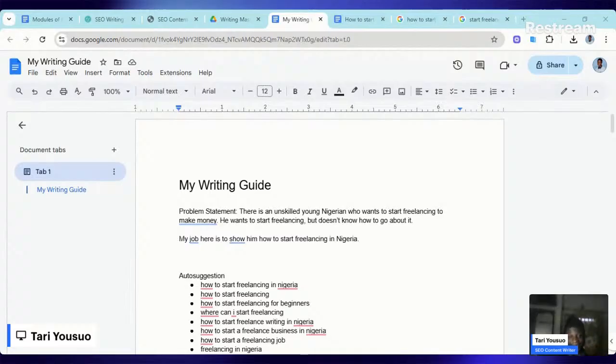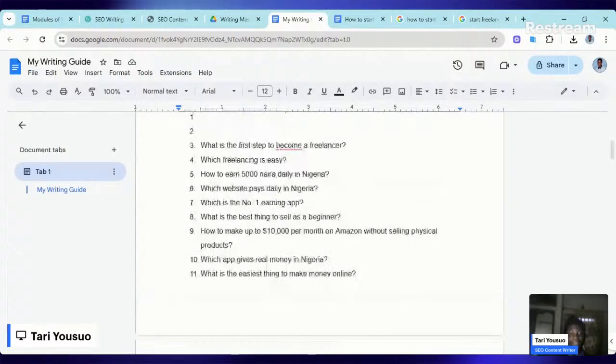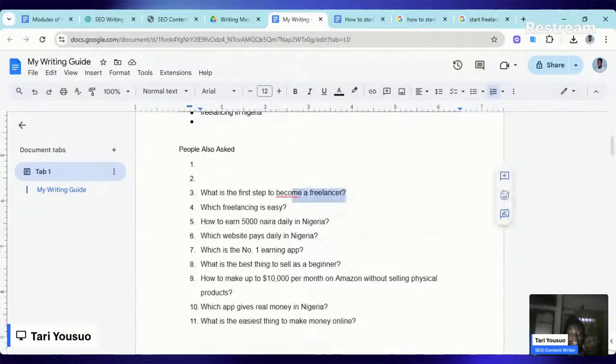I didn't sleep. So we are still here. What is the first step to become a freelancer? This is still the same as how to start, but it's a different wording. Which freelancing is easy?